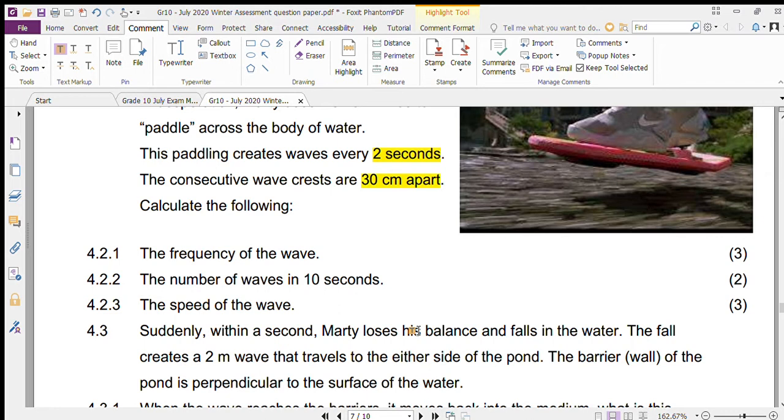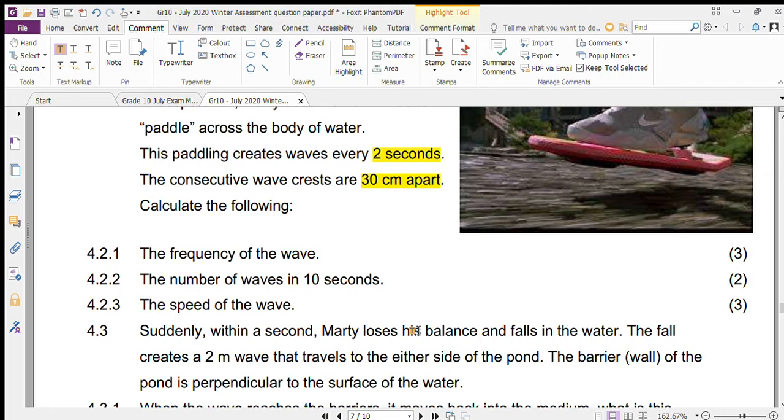You had to figure out the frequency of the wave. You know that the period is 2, so it's 1 over 2. It's going to be 0.5 hertz for 3 marks. Formula, substitution, answer. 4.2.2, I had to work out the number of waves. Based on the fact that you have the hertz of 0.5, you're going to just take 0.5 and multiply that by 10, which gives you 5 waves for 2 marks.